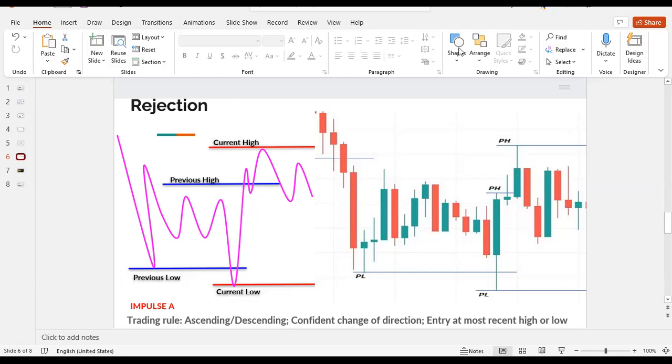All right, so now we're going to jump straight into our charts. I'll show you the three types of examples, and then we'll open it up for question and answer.